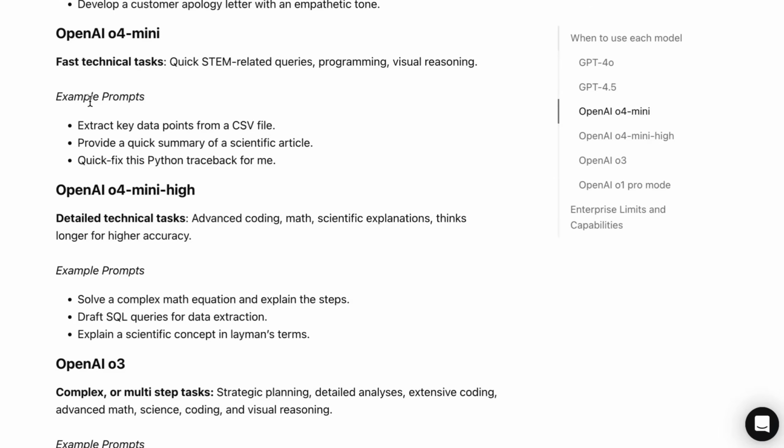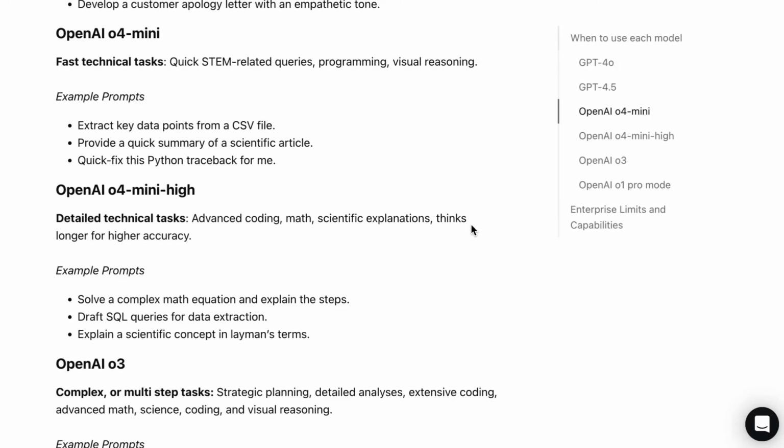The example prompts they give are extracting key data points from a CSV file, providing a quick summary of a scientific article, or quick fix a Python traceback. O4 Mini High is the same domain, except where you need more detail rather than speed. So they say this is for detailed technical tasks such as advanced coding, math, and scientific explorations.